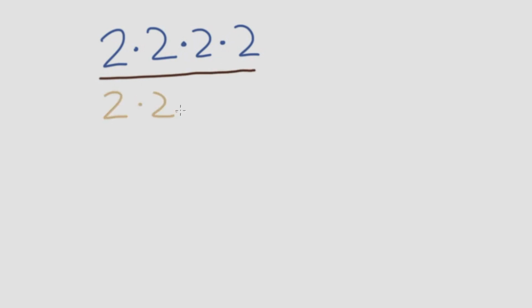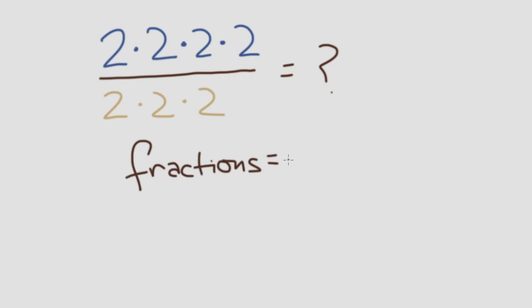Let's start with me asking you, what is 2 times 2 times 2 times 2 all over 2 times 2 times 2? Well, you might stop for a bit, then realize that when you have a fraction, you're essentially dividing. You're dividing the top from the bottom. So I'm actually going to write that down because that's really important. Fractions equals division. So I can take the numbers on the top and the numbers on the bottom, and I'm going to cancel them out because they're dividing.